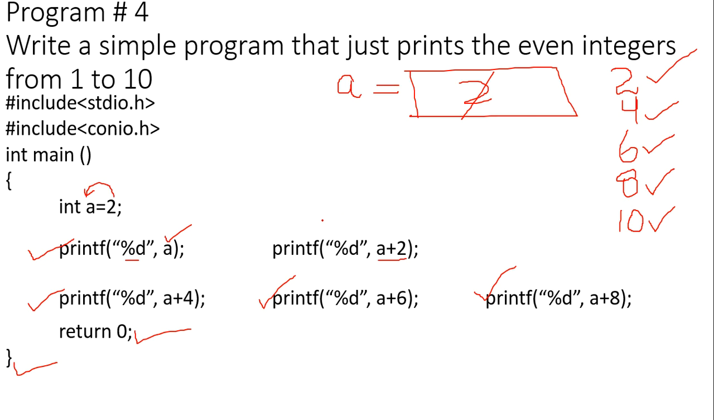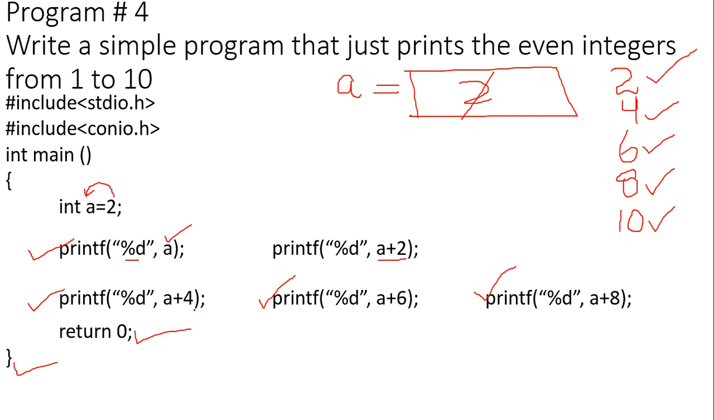In the same way, in the same method, you can print odd integers from 1 to 10. For odd integers you will initialize a is equal to 1, and after that a plus 2, because 1 plus 2 will be 3, a plus 4, 1 plus 4 will be 5, a plus 6, 1 plus 6 will be 7, a plus 8, so 1 plus 8 will be 9. So the numbers will be 1 3 5 7 and 9. The last number will be 9 and return 0.